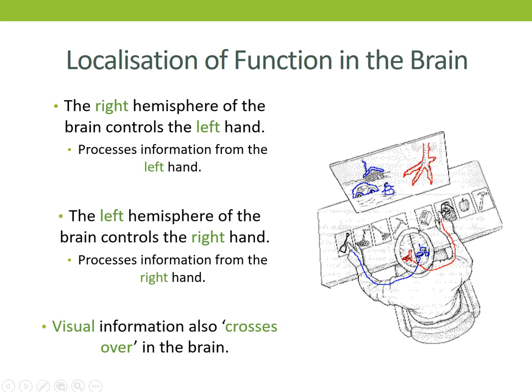So in this diagram, that person is looking at a chicken foot, and that's being processed, even though it's in your right visual field, in the left hemisphere. And this one's looking at a house and a car and a snowman, and that information will be processed in the right hemisphere, even though it's in the left visual field.